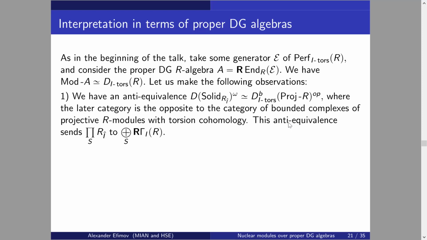And this anti-equivalence sends the product of copies of the completion of R to the direct sum of copies of the local homology of R. And checking that this is indeed an anti-equivalence is really an exercise. It's not very complicated.